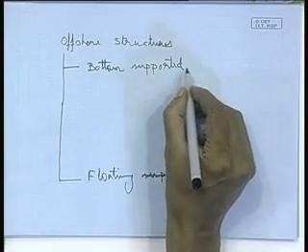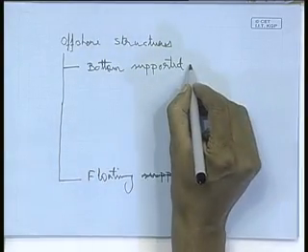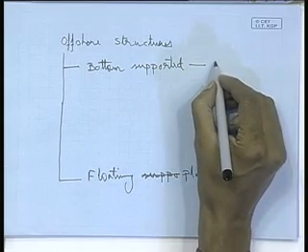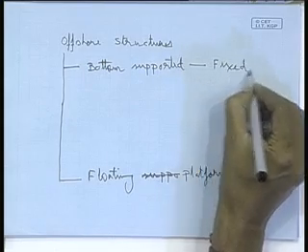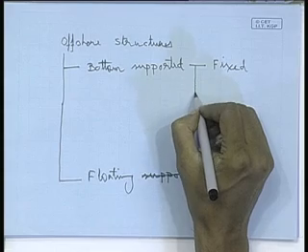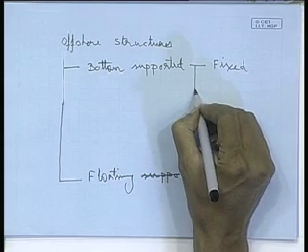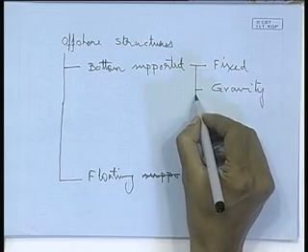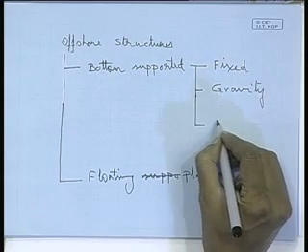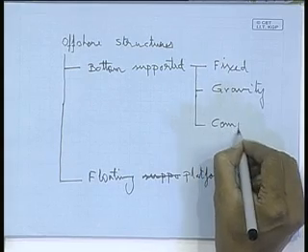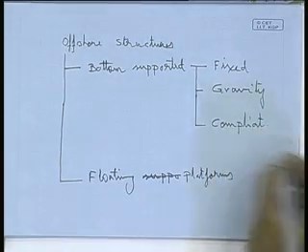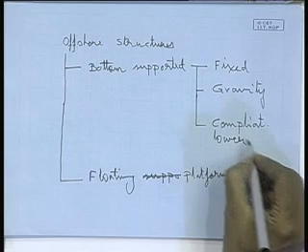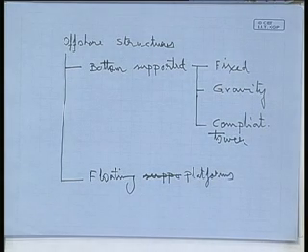Of these bottom supported, we had various types. They are referred to as fixed platform, another one is gravity platforms, and there is another type which is referred to as compliant tower. Fixed, gravity and compliant tower, right.